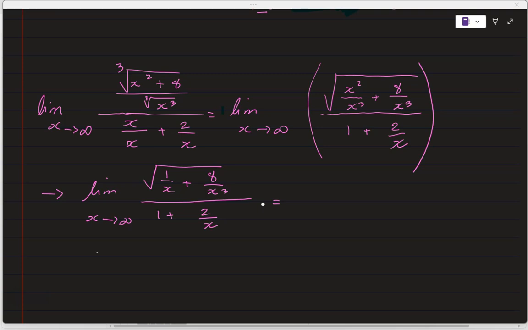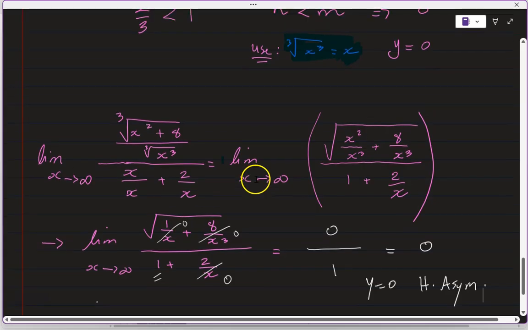We have, let's start with the denominator, 2 over x as x approaches infinity, that is 0. 1 stays 1, that doesn't change, so that is our 1 in the bottom. The top, 8 over x cubed as x approaches infinity, that is 0. 1 over x, that will end up being 0 as x approaches infinity. So the top you'll get 0, and then the denominator is 1. The answer is 0. So y equal to 0 is the equation of your horizontal asymptote for this function.